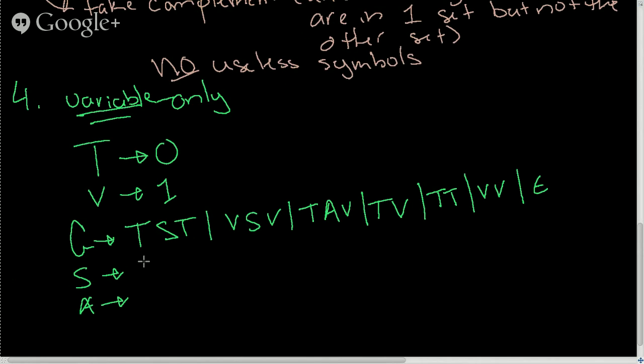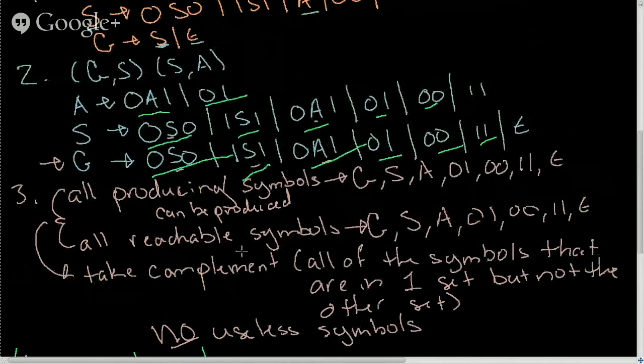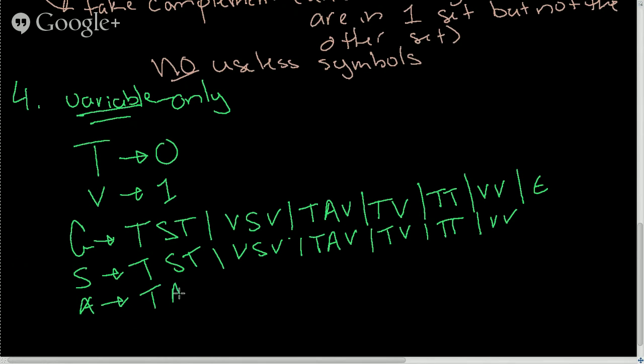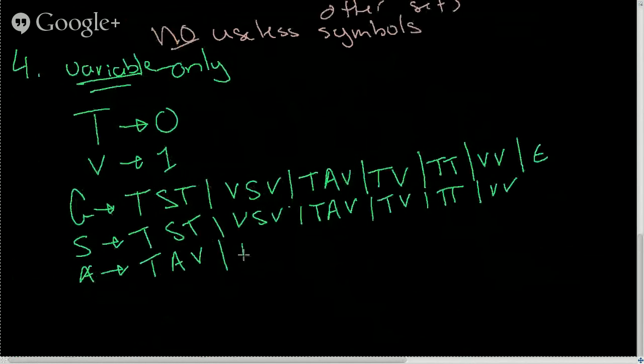S is going to go to TST, or let's look up an S, VSV, TAV, TV, and TT, and VV. And then A is just going to go to TAV, or I believe 01 is the last thing. Yeah, 01. So that's just going to be TV. So all we did was we substituted T in for 0 and V in for 1. And we created all of these rules variable only.